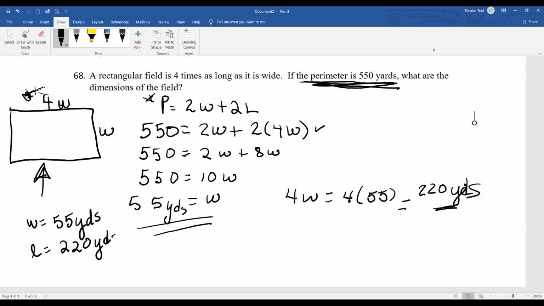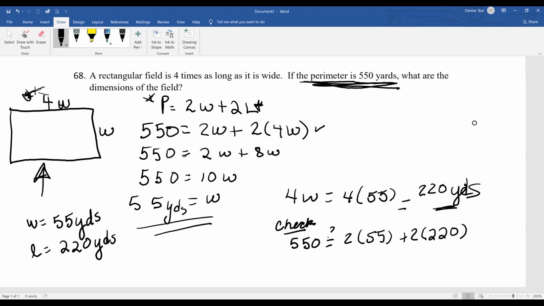And you can always take a moment. We'll have 2 hours on the exam to just do a quick check. We're going to check right back up here in the formula. So you have the perimeter, which is 550 yards. Does that equal 2 times the width, which is 55, plus 2 times the length, and we said that was 220.